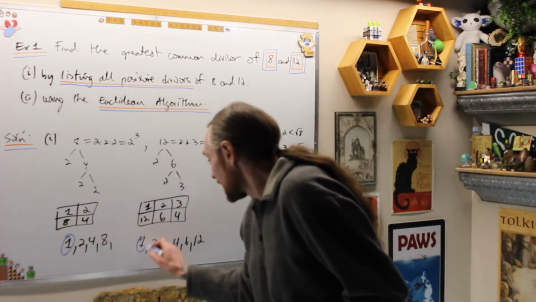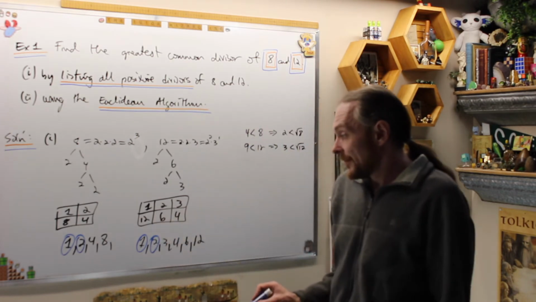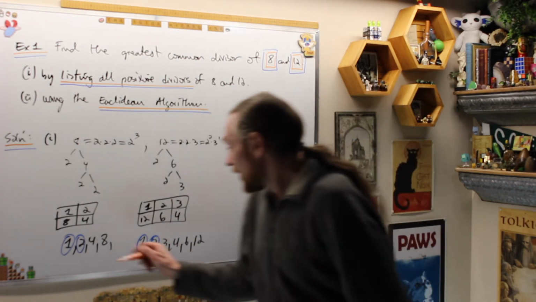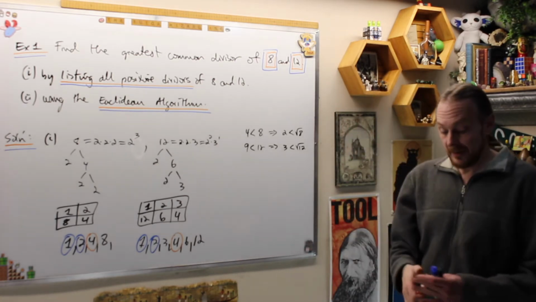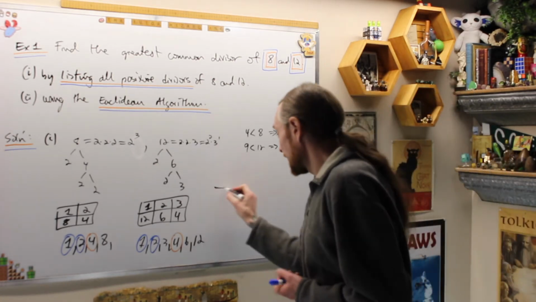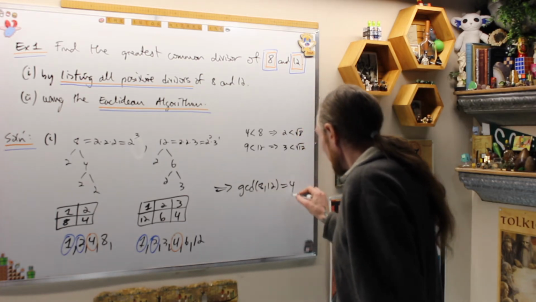1 is a positive divisor of both of them, always. 2 happens to be a positive divisor. And then 4 is the largest number in both lists. So 4 is the greatest common divisor of these two numbers. This says that the g.c.d of 8 and 12 is equal to 4.